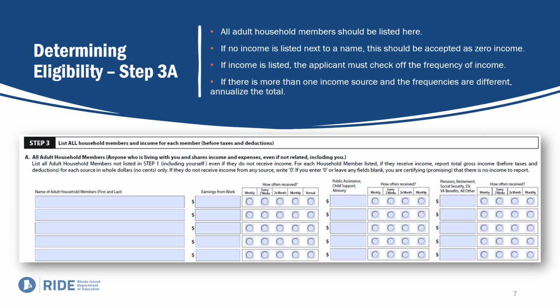If there is no income reported for any member of the household, you should accept this as an indication of zero income. Applicants are no longer required to check a box to say there is no income. They can simply leave the Earnings from Work column blank.